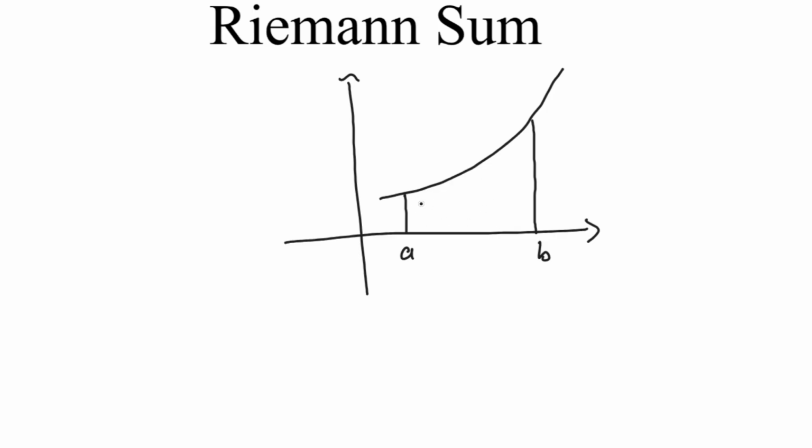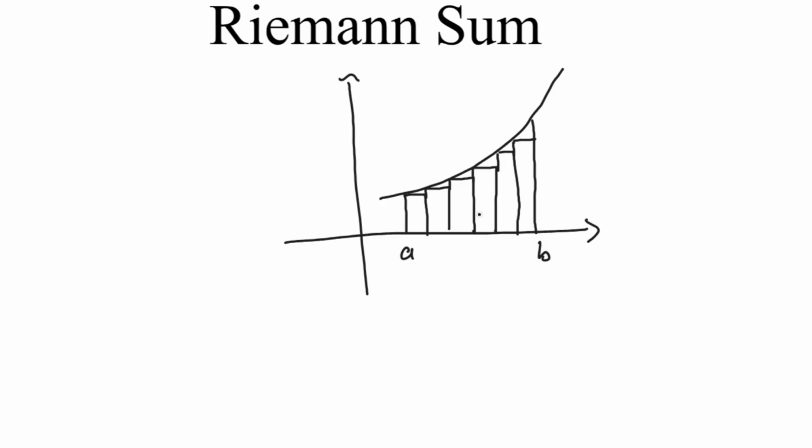They cut this area into multiple pieces, multiple rectangles. So this is the first rectangle. We cut it, 3 rectangles, we have 4 rectangles, we have 5 rectangles, we have 6. So we cut it into multiple rectangles, and if we calculate the sum of all the areas of the rectangles, we will end up with an area that is approximately the area under the curve.